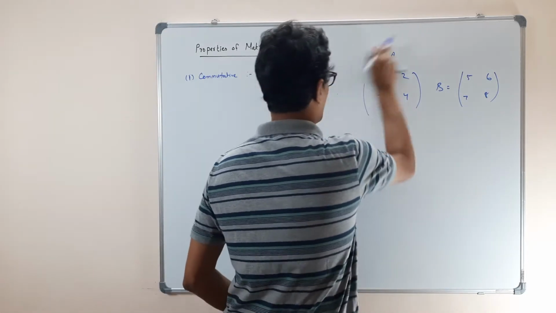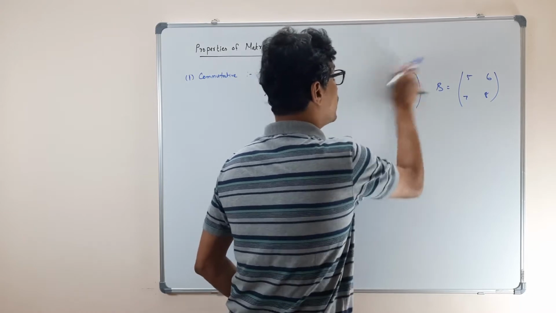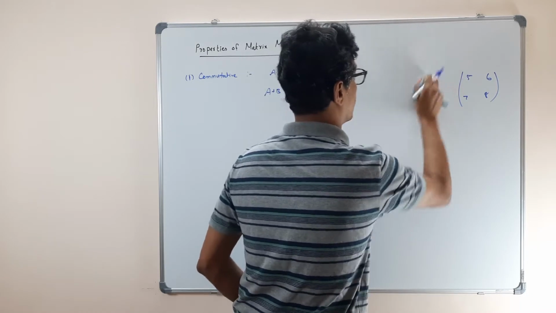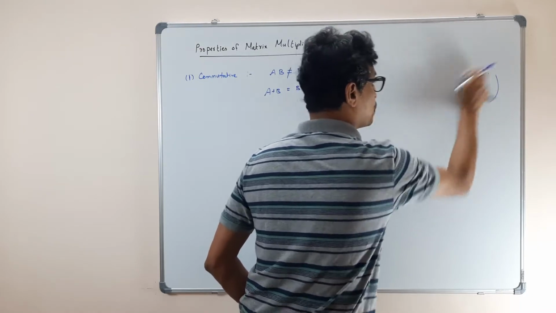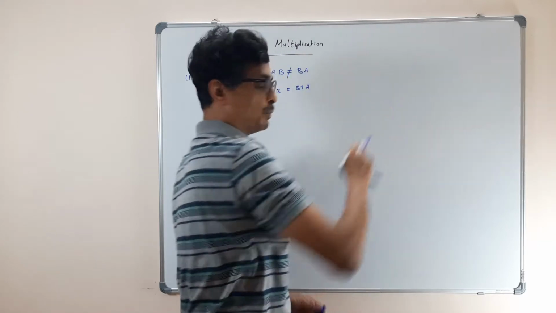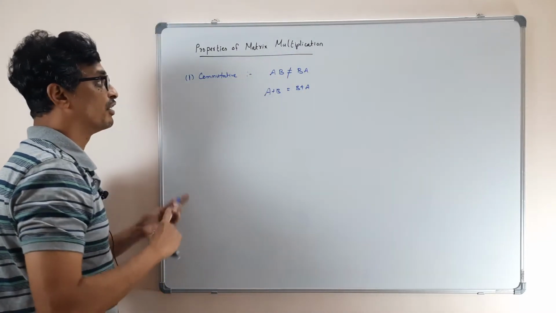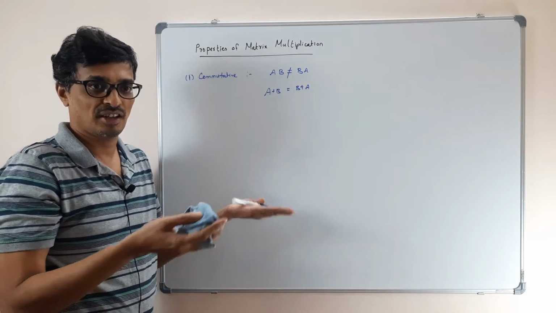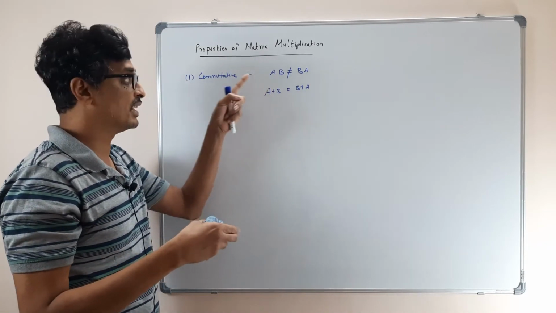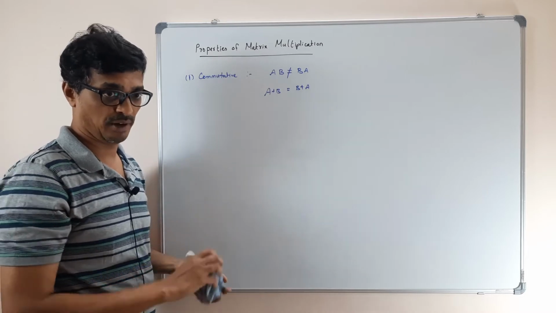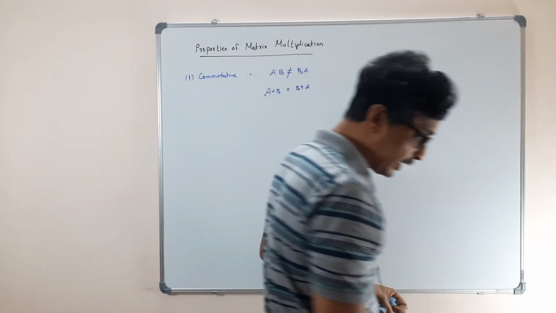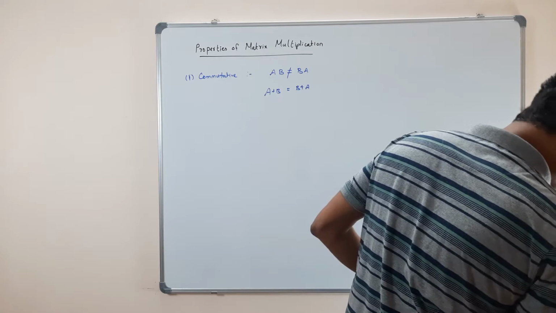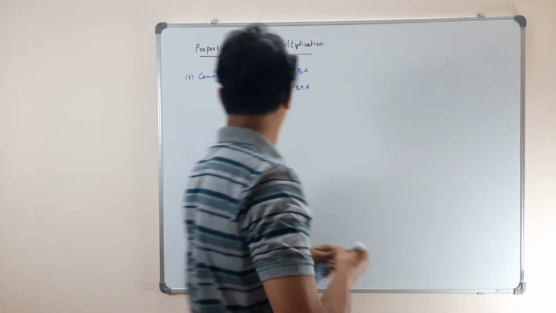A lot of problems will be based on this commutative property, because it is the usual mistake people make. Normally when we write 2 into 3 equal to 3 into 2, that's what we think, but when it comes to matrices, that is not going to be satisfied. The other thing is associative. Matrices are associative, and we can prove that also.